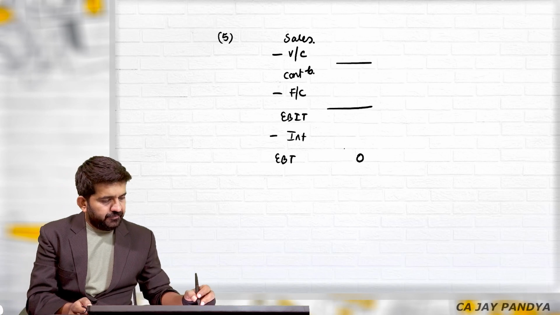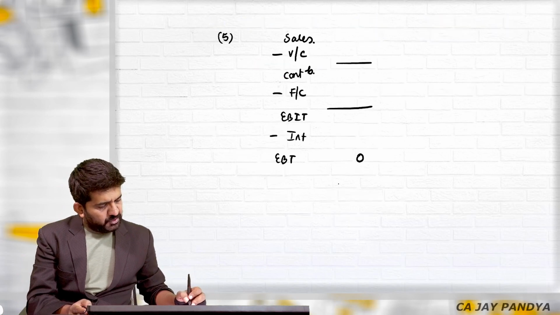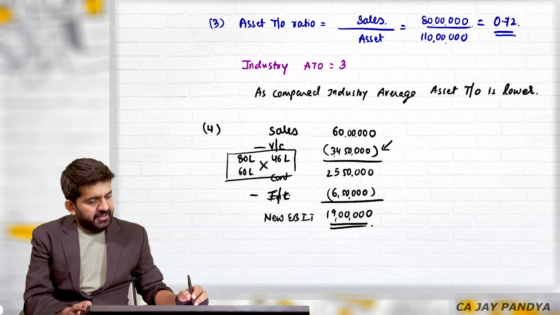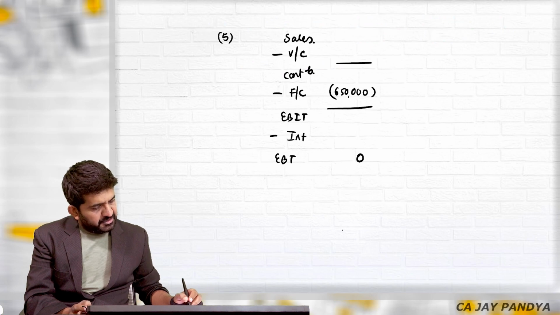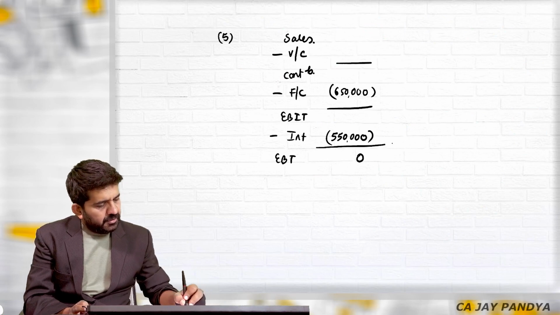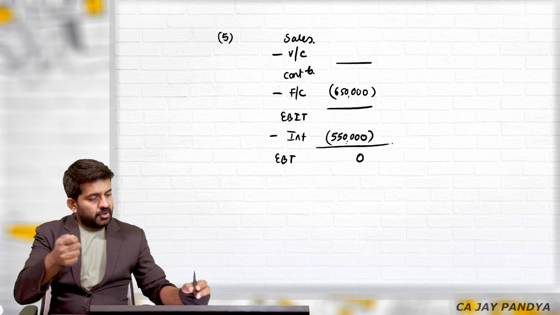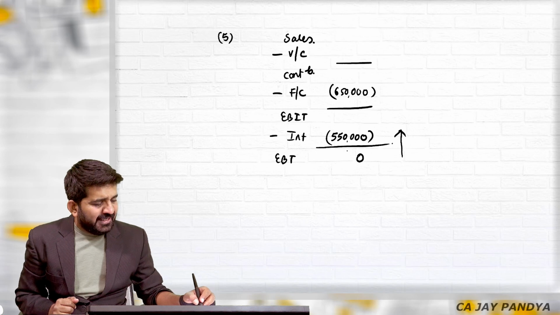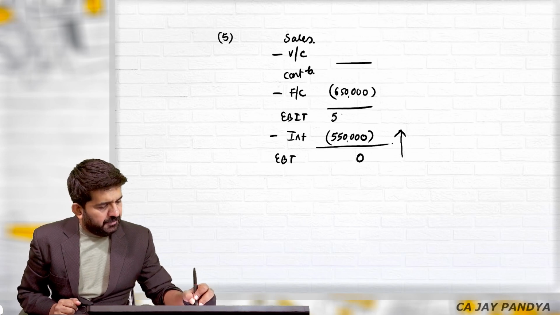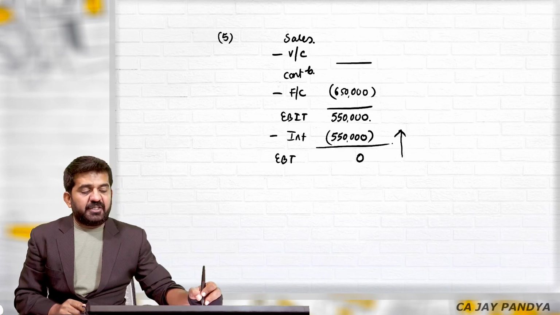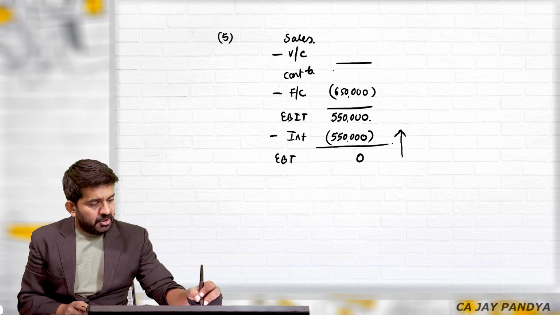Minus interest. I know some of the figures, like fixed cost is 6,50,000 and interest is 5,50,000. And EBT answer should be 0. So let us go in a bottom-up approach. EBT is 0, interest is 5,50,000, so EBIT should be 5,50,000. EBIT is 5,50,000 and fixed cost is 6,50,000, so this should be 12 lakhs.